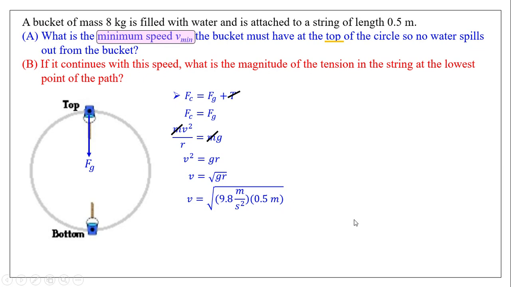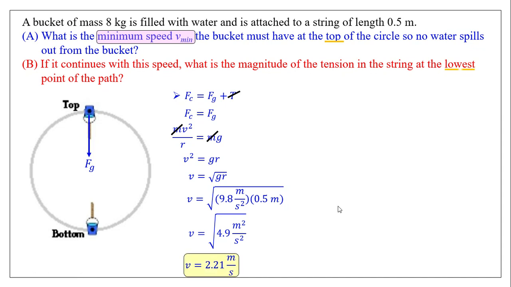And then 9.8 times 0.5 is just 4.9. And if you do it correctly, the square root of 4.9 will give you a speed of about 2.21 meters per second. All right, so this is the minimum speed that the bucket has to be moving at in order to make it all the way across so that the water doesn't fall out. So that is our answer for part A.